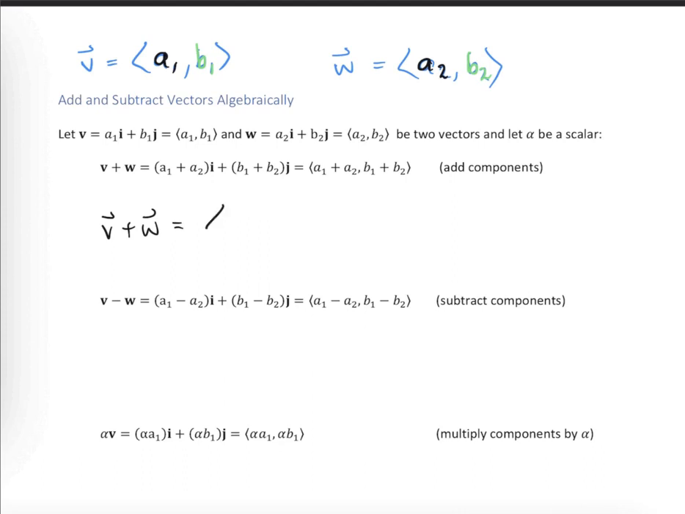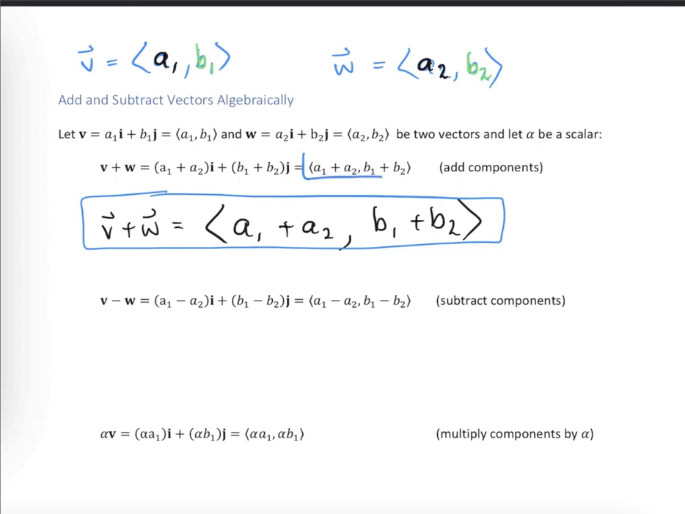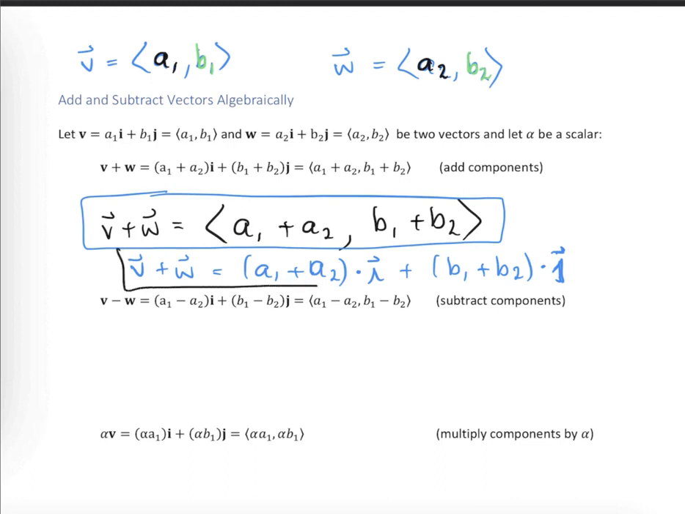So the components of this resultant vector are the sum of the horizontal components and the sum of the vertical components. Now again, that is the position vector notation of this resultant. We could also write it in what we call component form, which would be that horizontal component, a1 plus a2, as the scalar multiple of the i vector, and the vertical component, b1 plus b2, as the scalar multiple of the j component.